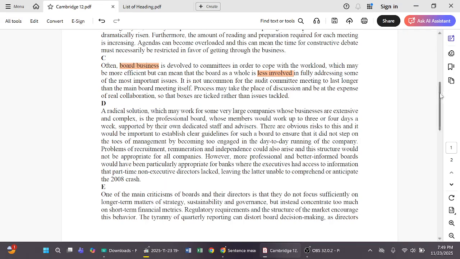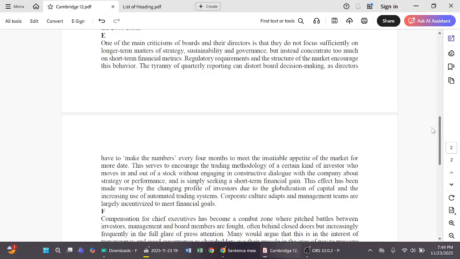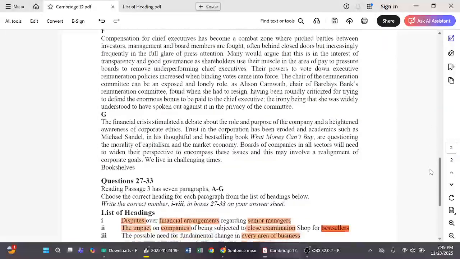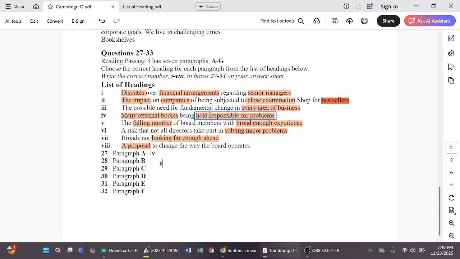So here we can also get the answer, like we already had an experience, or an assumption. Here something is that nobody or all members here boards. We just have to go through our first list of headings so that we can easily get every individual heading. So first thing is disputes over financial arrangements regarding senior managers. That is not relevant for this. And the second, we have already used here, so we have to cut it down. That means it is not the answer.